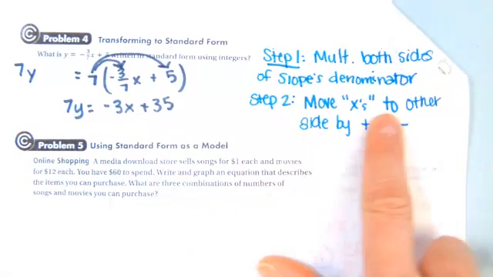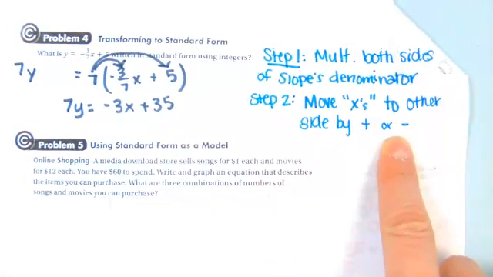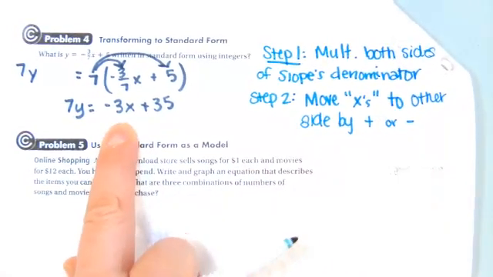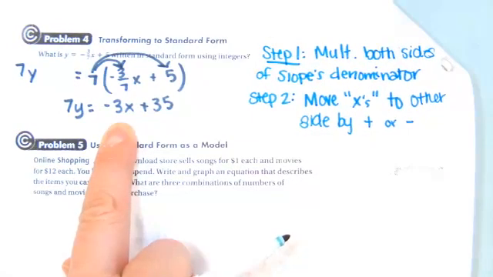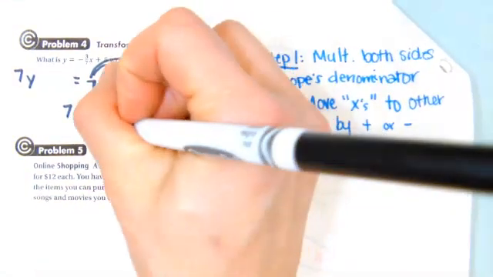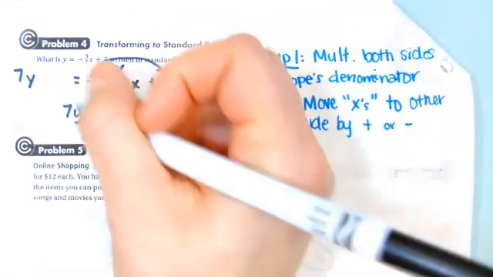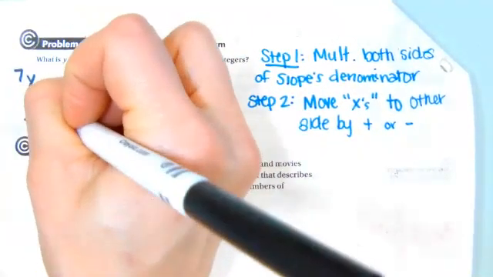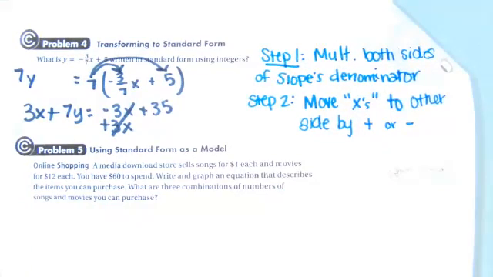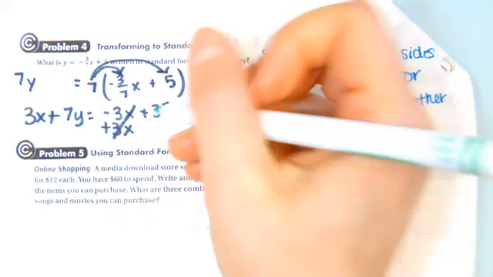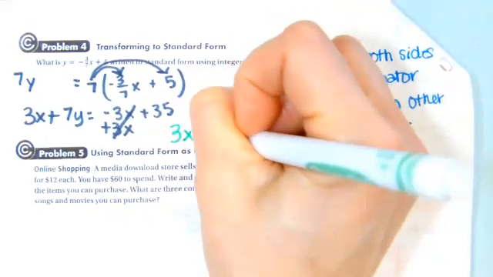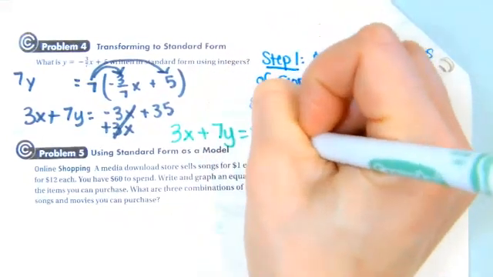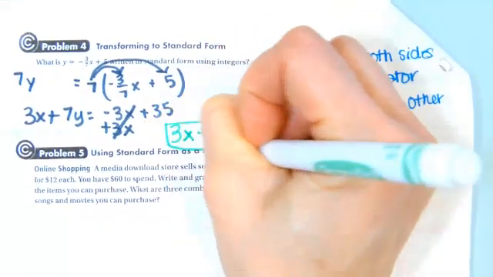So now it says move the x's to the other side. So I want to move that guy by either adding him or subtracting him. What am I going to do? I'm going to add him. So if I add it there, I'm going to add it over here. So the standard form here, I'm going to write this in a different color, is 3x plus 7y equal 35. That's the standard form.